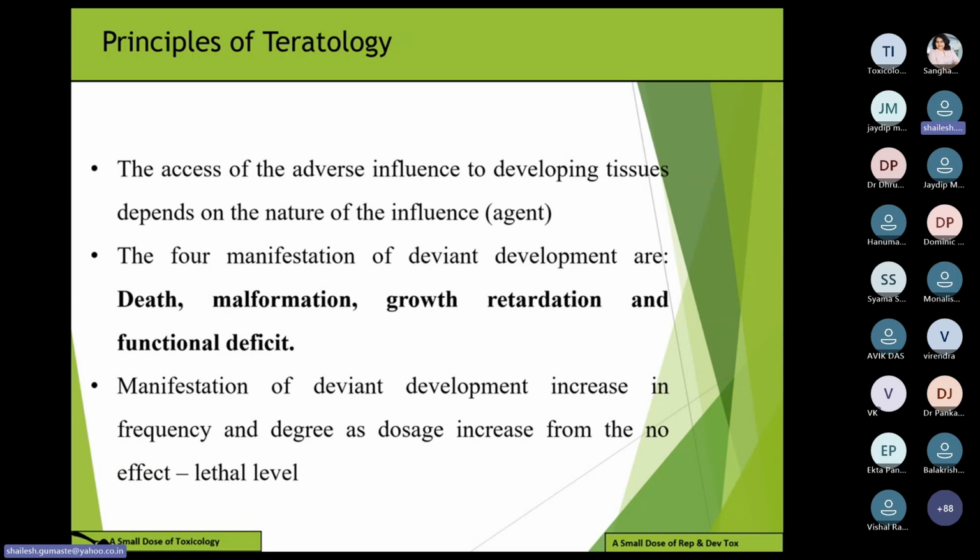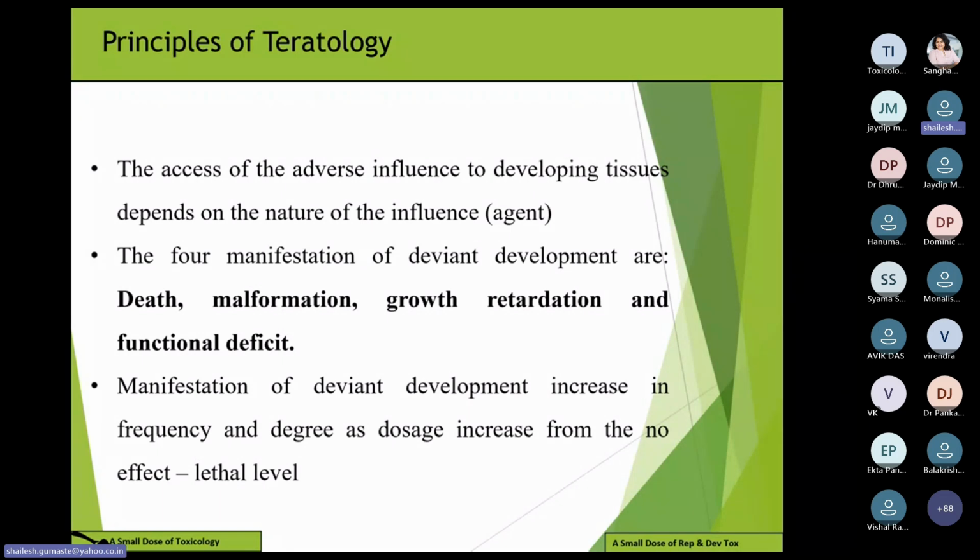Fifth: the four manifestations of deviant development are death, malformation, growth retardation, and functional defects. This principle outlines the potential outcomes of teratogenic exposure.